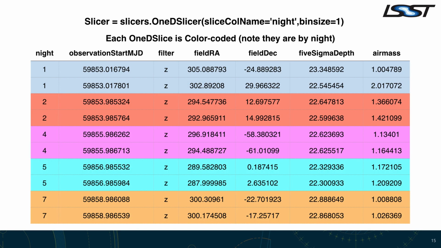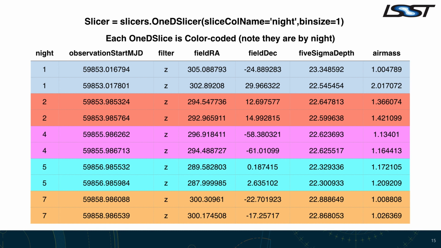So, again, we've already applied a SQL constraint to the database, so you can see we just have the Z data. Great. The next thing we're going to do is apply a slicer to this data that's already gone through the SQL constraint. At the very top of this slide, I give an example of how you would call this slicer. It's slicers.1D slicer, and then you give it the column name. In this case, I'd like to slice on night, and then you can give it a bin size. Here, I set the bin size to 1.